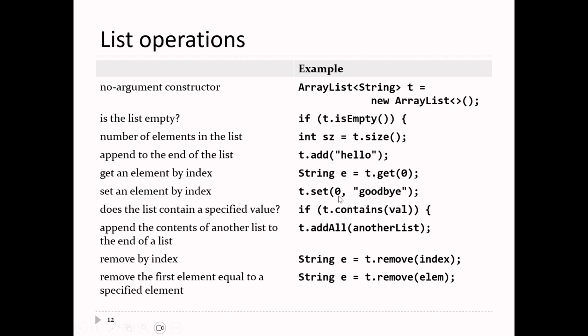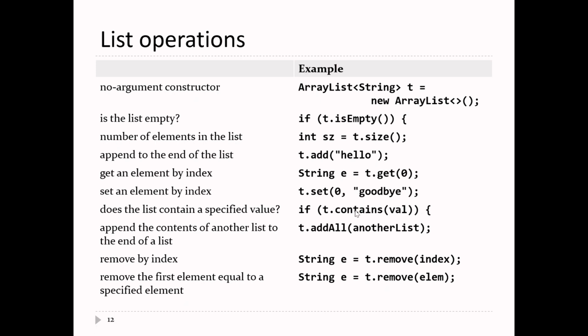So if you try to set element 0 in a list that's empty, the set method fails. It says the index is out of bounds. You can't. There is no element at that index. So if you want to add stuff to a list, it's add. Once you've added stuff to a list, now you can go and set or replace the elements in the list. So don't use set to populate a list. Use add.